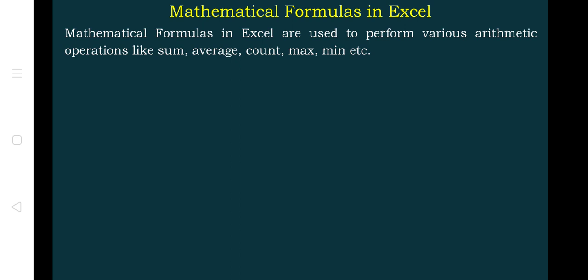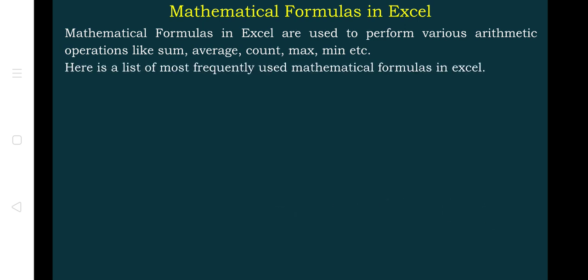Now let us see the mathematical formulas in Excel. Mathematical formulas in Excel are used to perform various arithmetic operations like sum, average, count, max, min, etc. Let us see a few examples. Here are the usually used mathematical functions. First is the sum. We know that sum helps to find the total of the values. So here, sum of cell address colon cell address. This means the sum will be found from one cell to a range of cells.